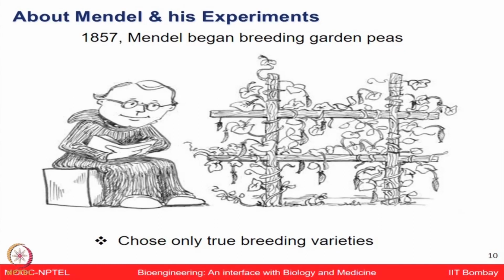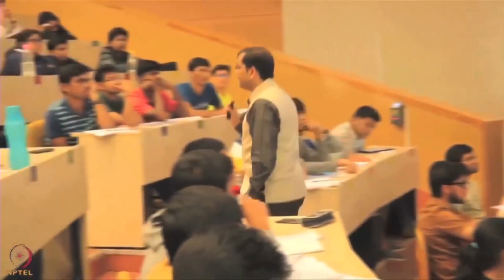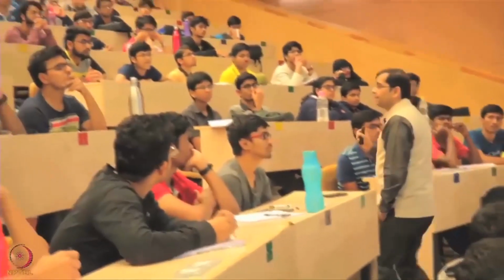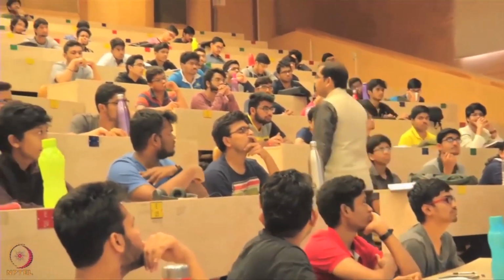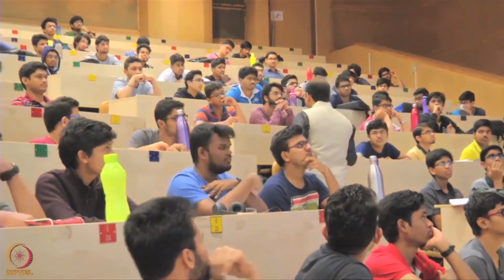He chose only true breeding varieties. Does it make any sense, what is a true breeding variety and why did he need to choose it? Mendel chose only true breeding varieties is a statement about the experiments he did on the pea plants. What could true breeding mean?